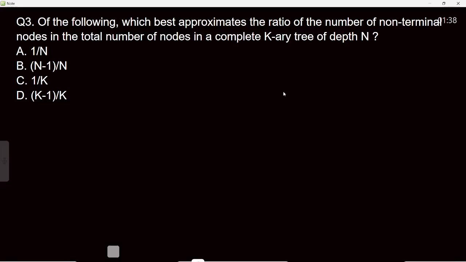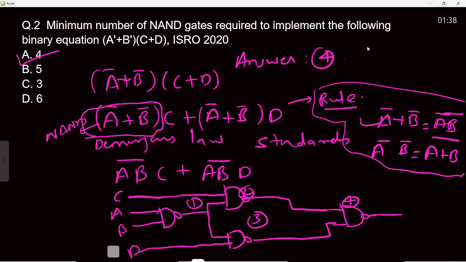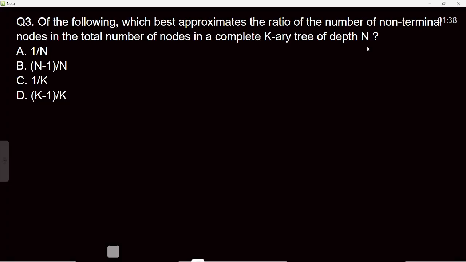Now let's move to the next question, which is based on trees. A k-ary tree is there of depth n. This question is from data structures, and the last question was from logic gates, or we can say digital electronics. So let's read the question.